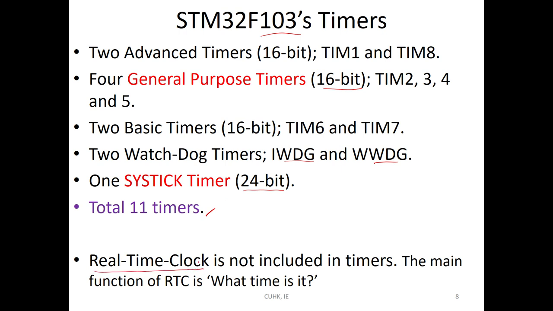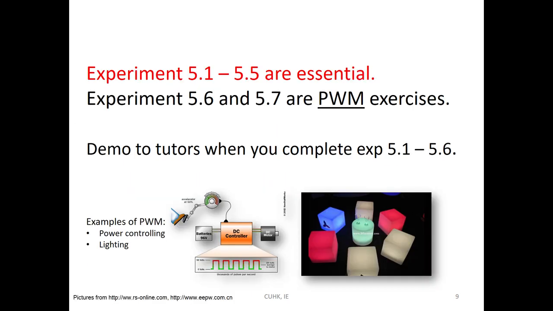Real-time clock. In this CPU, we will not treat it as a counter. This real-time clock is actually like a watch. You can ask this processor what time it is. Very simple function. Our experiments 5.1 to 5.5 are essential. Okay, understand what a timer is. Then 5.6 and 5.7 are the PWM exercises.